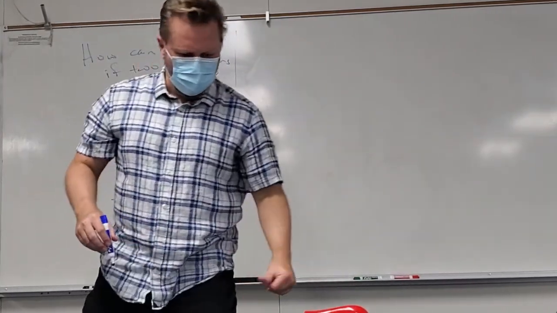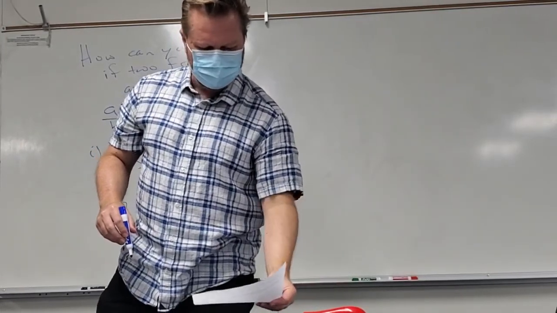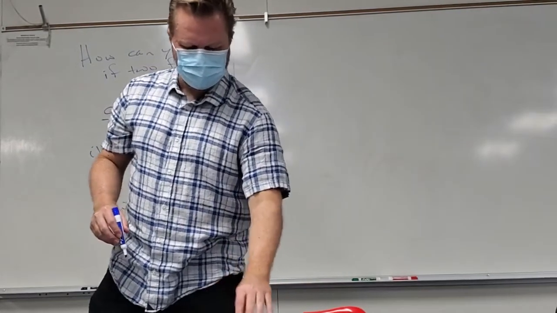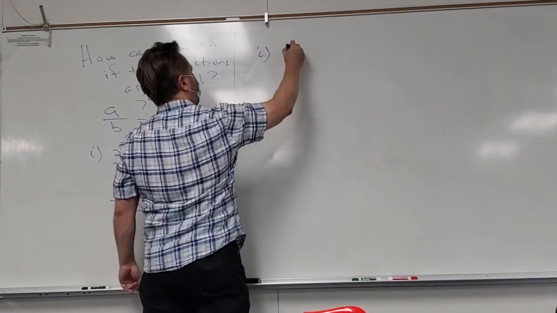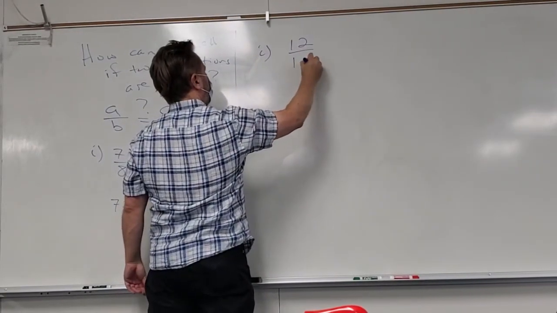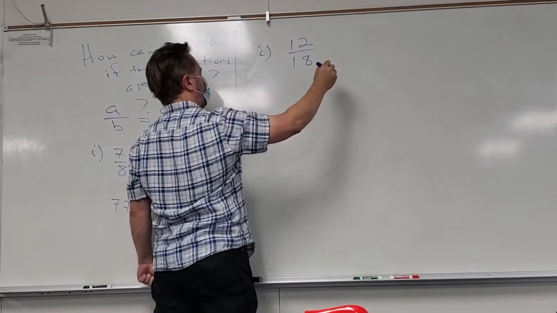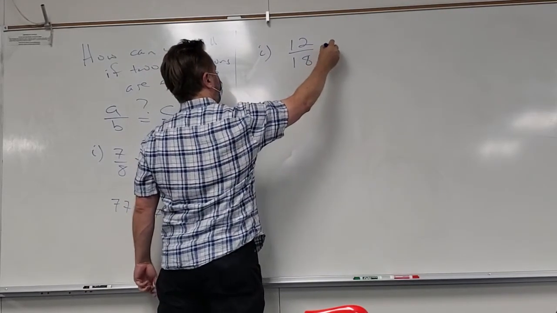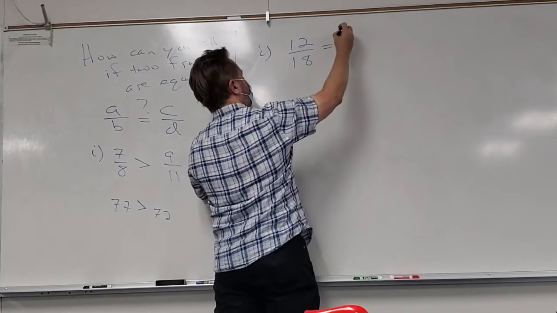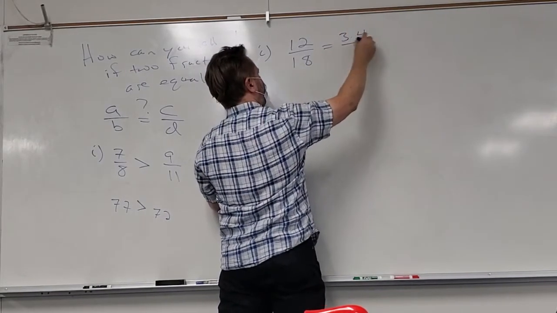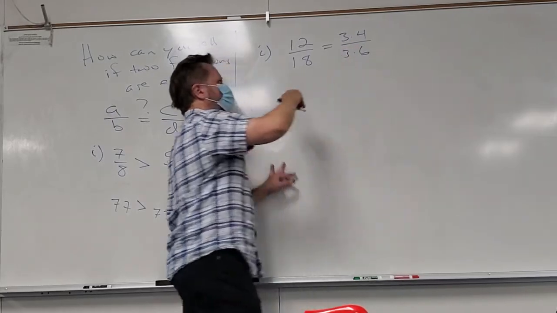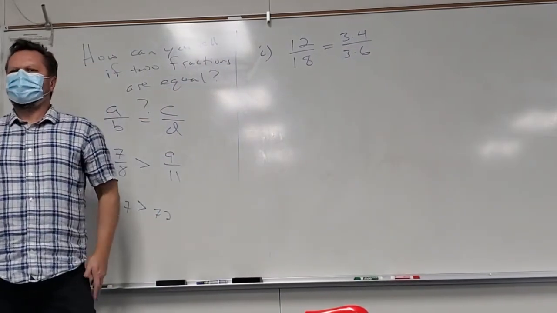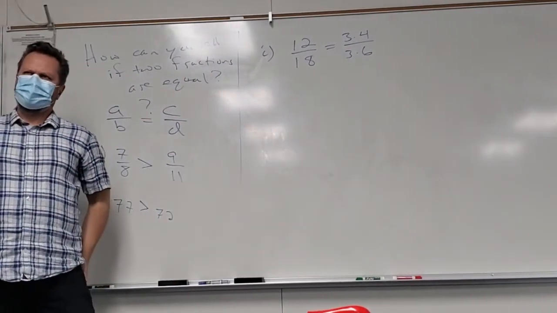Let's see. Which one do I want to do? Let's do this one. So, can you guys just real quick, how would you reduce this? Divide by 3. Well, let's divide by 3. Why not? How does this relate to something we did earlier? If I write it like this, how does it relate to something we did earlier?